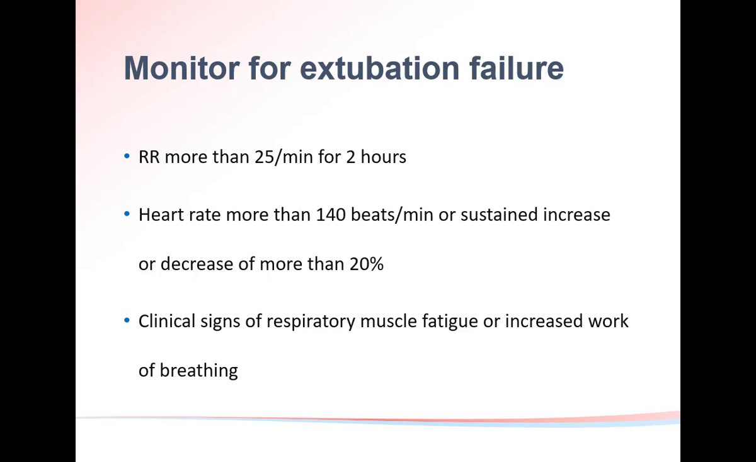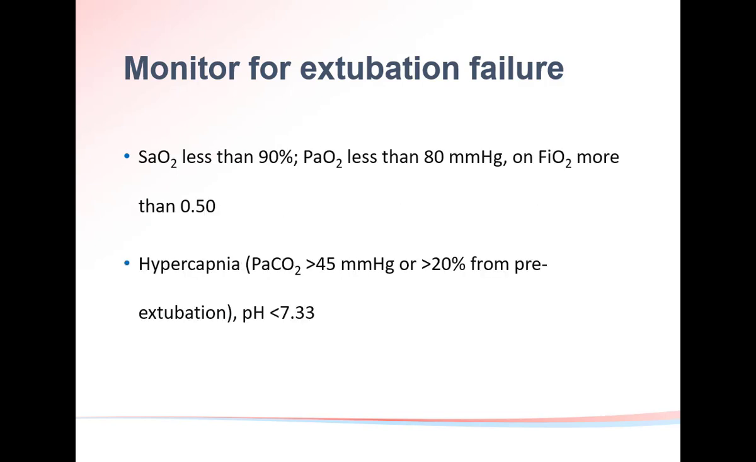Then you observe the patient for extubation failure. He should have a respiratory rate below 25 for 2 hours. Heart rate should not be more than 140, and there should be no signs of respiratory muscle fatigue. The SpO2 should be more than 90. If it is less than 90, or PO2 is falling on FiO2 of more than 50, or the patient is developing hypercapnia and pH is falling, probably this patient is failing extubation.